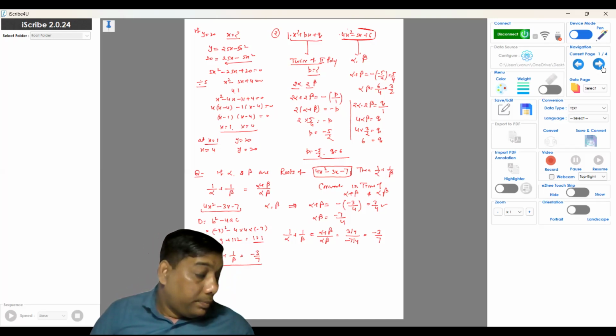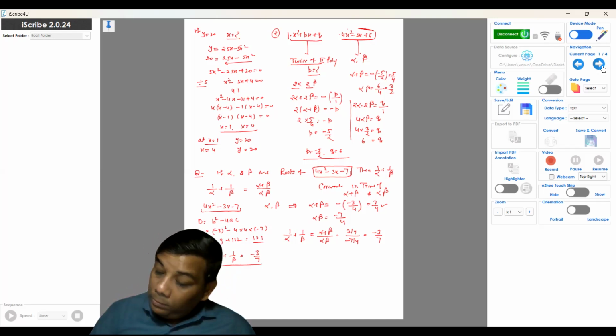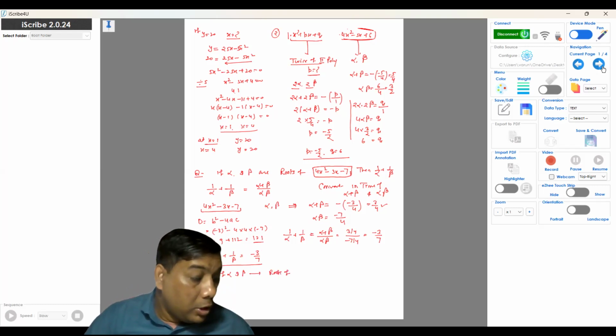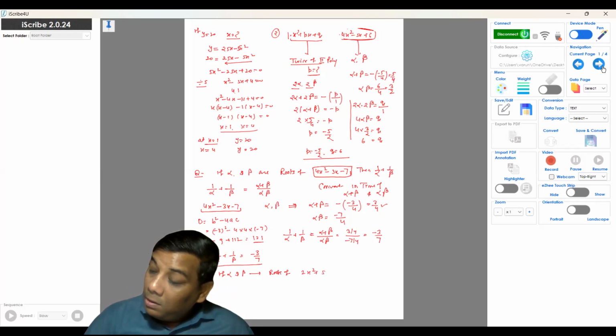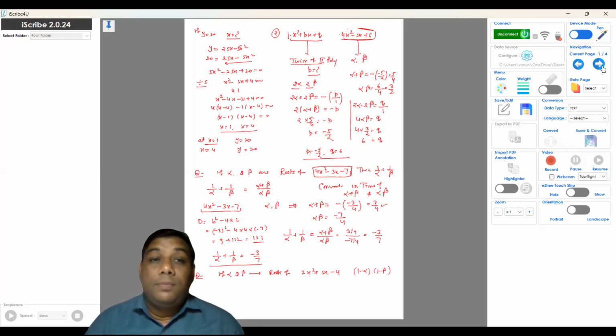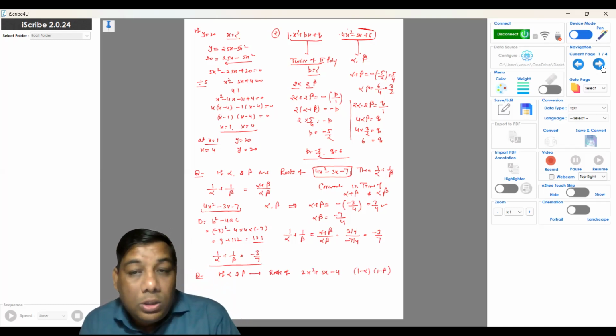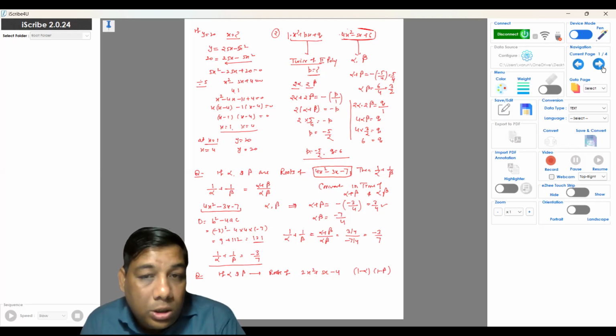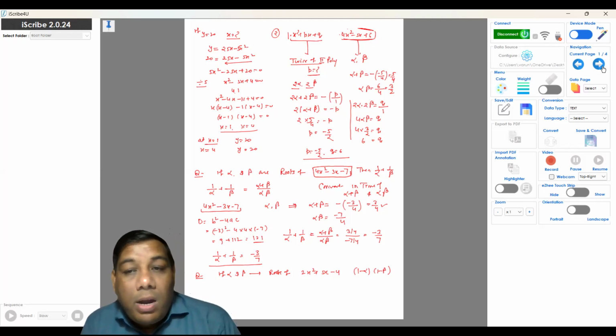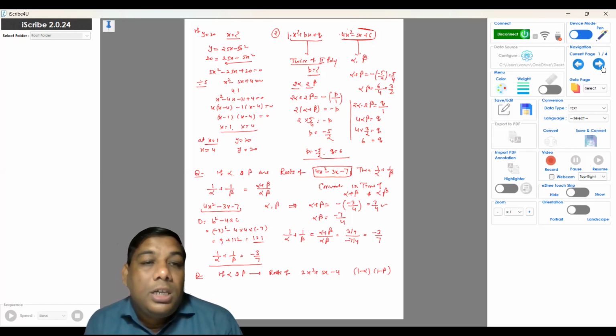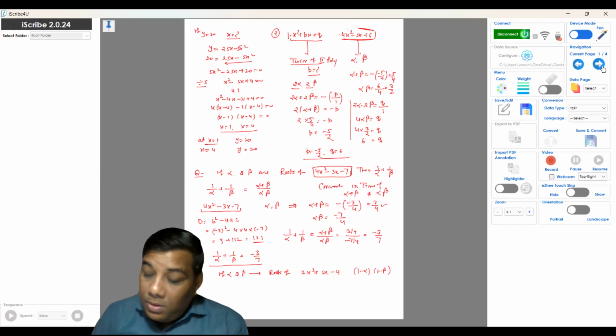Now the next problem is, if alpha and beta are roots of 2x square plus 5x minus 4, then evaluate 1 minus alpha into 1 minus beta. If the roots of this polynomial, 2x square plus 5x minus 4, are alpha and beta, then what will the product of 1 minus alpha and 1 minus beta become?